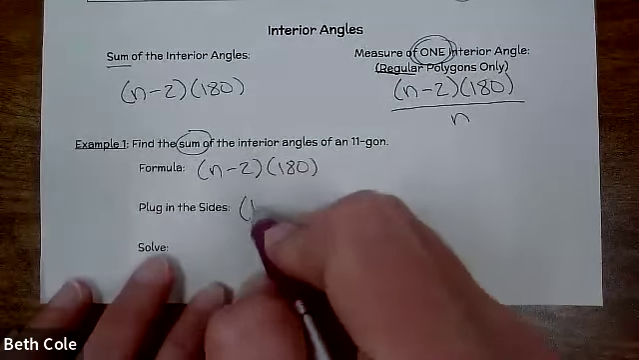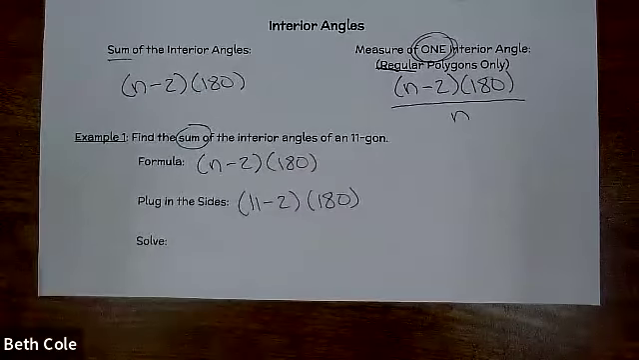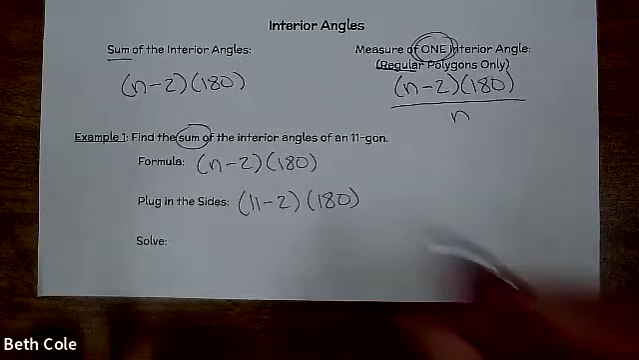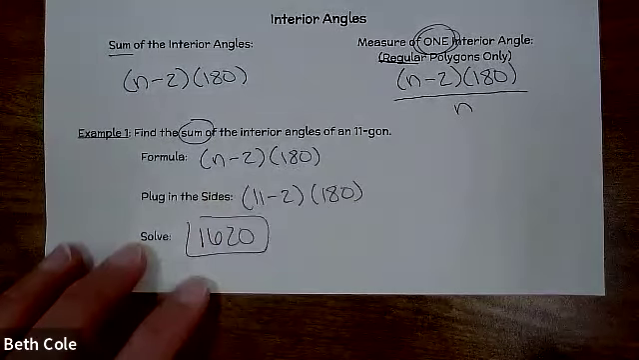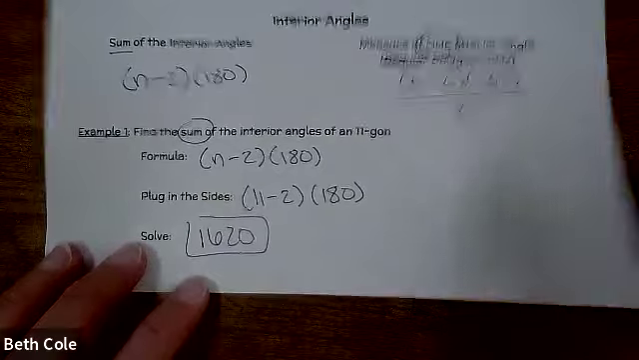Do you see that there? 11. So it's going to be 11 minus 2 times 180. And I'm going to put that in the calculator. I'm just going to type into my Desmos 11 minus 2 times 180. It's going to be a lot. I got 1,620. That's the answer. Ms. Cole, it's that easy? Yep. That's all you got to do. That's your formula. You plug in.